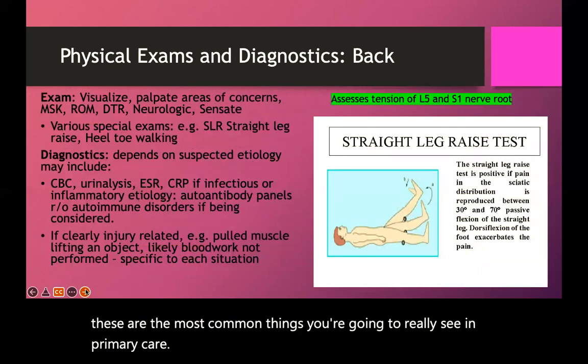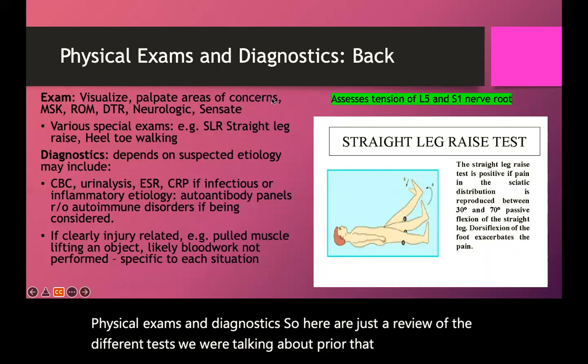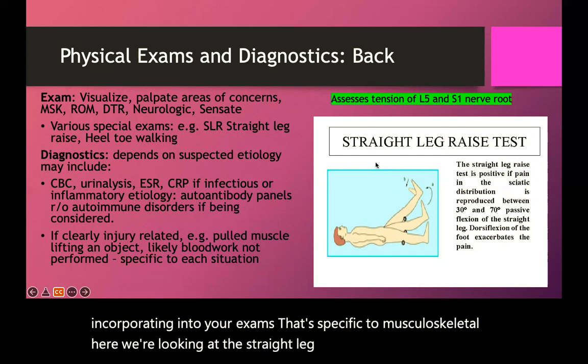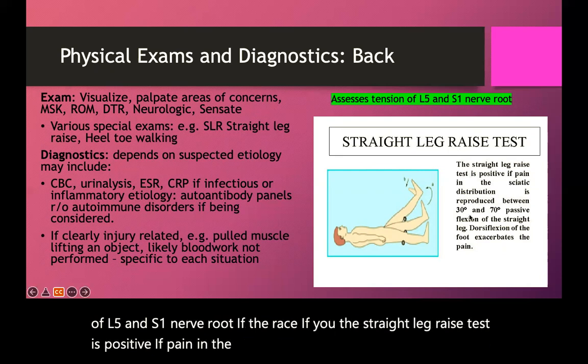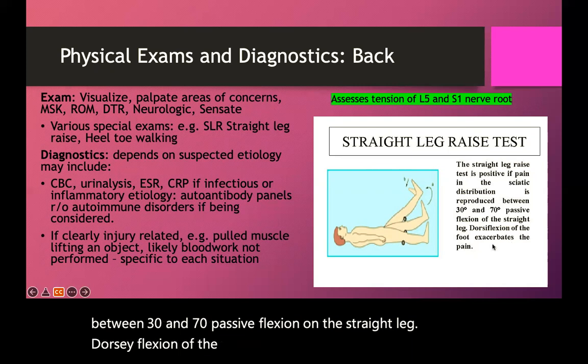Physical exams and diagnostics. Here is a review of the different tests we were talking about prior that you will be incorporating into your musculoskeletal exams. Here we're looking at the straight leg test, which assesses tension of the L5 and S1 nerve roots. The straight leg raise test is positive if pain in the sciatic distribution is reproduced between 30 and 70 degrees of passive flexion on the straight leg. Dorsiflexion of the foot also exacerbates the pain.